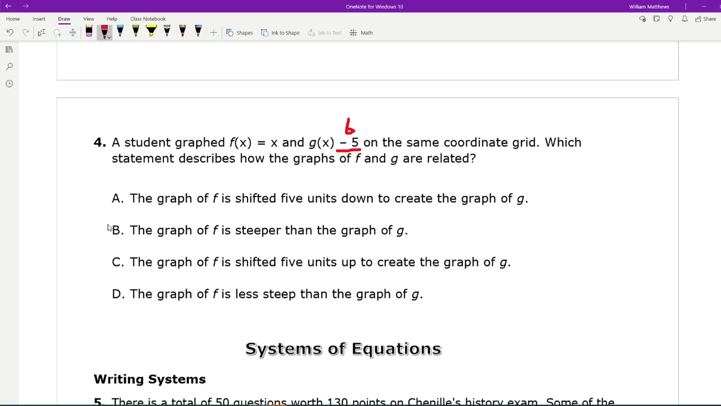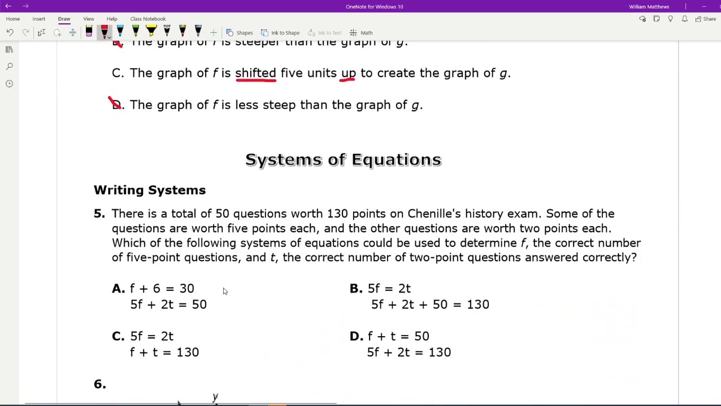So we can look at these. We have nothing about steepness, so we can eliminate the ones that talk about steepness. This one has our word shifted, so does A. It says 5 units for both of them. A says downwards, where C says upwards. In this case, we were going down, so my answer choice would be A.